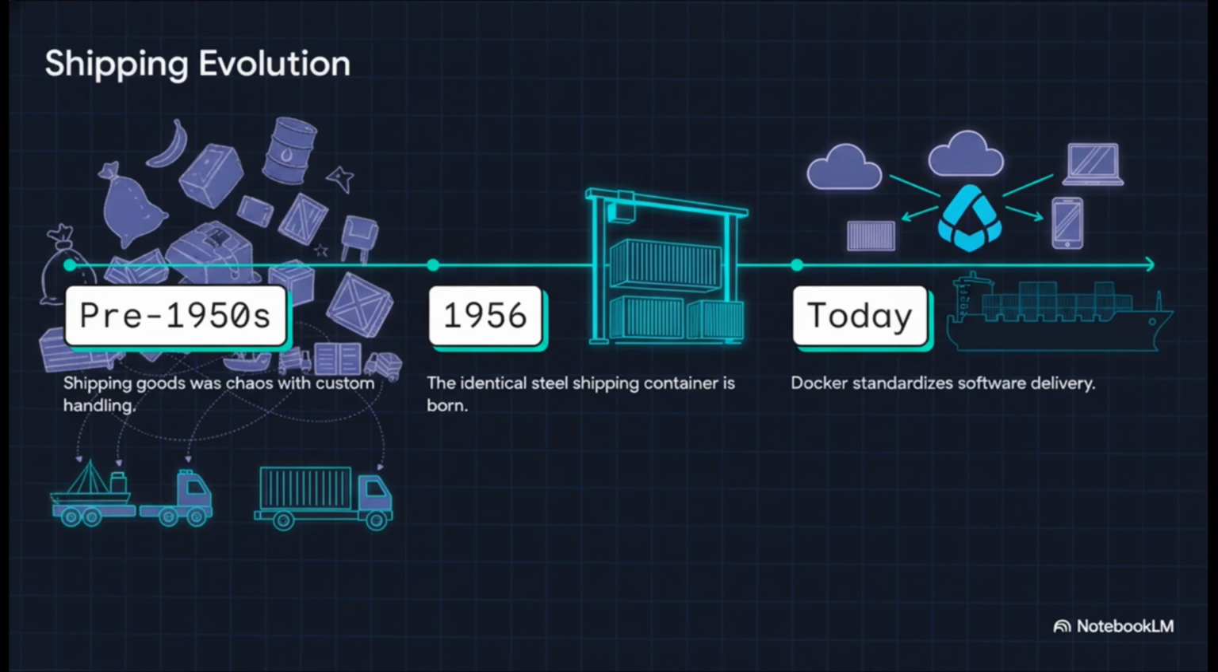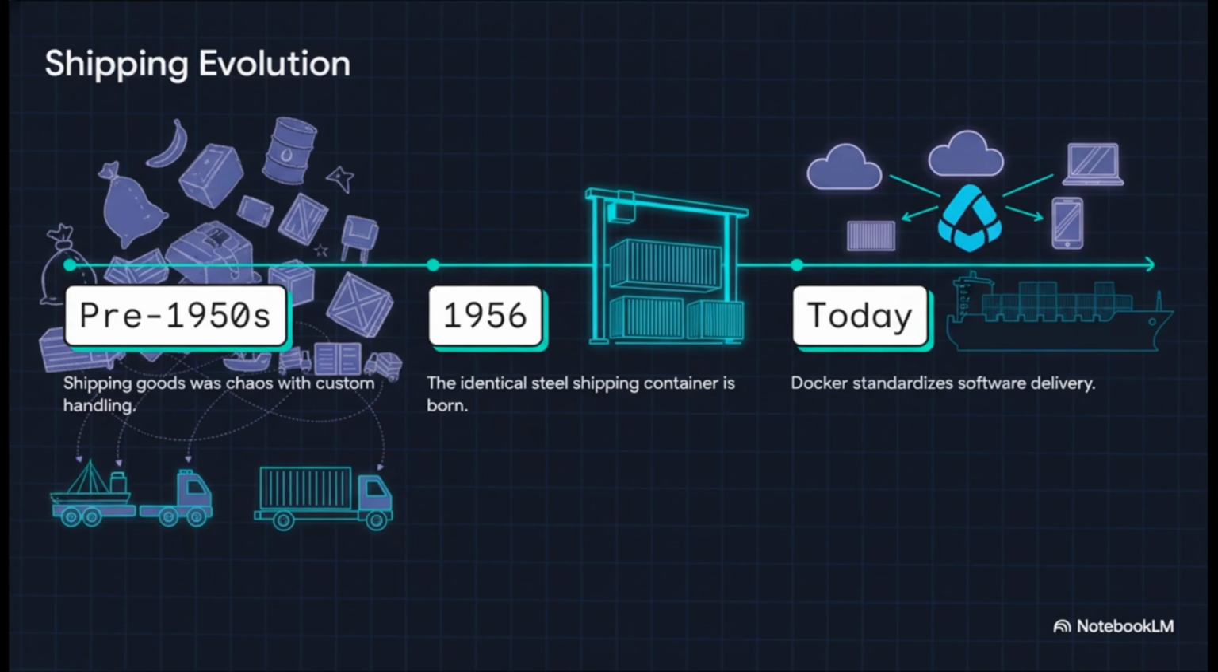But then, in 1956, someone had this beautifully simple idea. What if everything shipped in an identical steel box? Any crane could lift it, any ship could stack it. It literally didn't matter what was inside. The box was always handled the exact same way. It standardized how things traveled, not what was shipped. Well, Docker does the exact same thing for your software. Instead of shipping code and just crossing your fingers that the destination has the right setup, Docker packages your app into one standardized box.